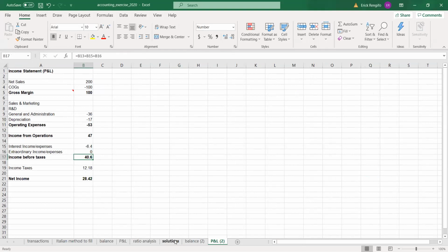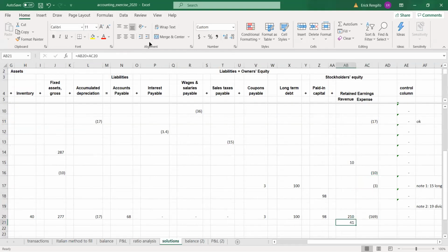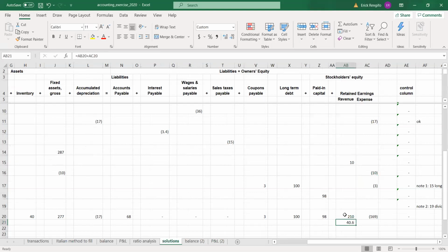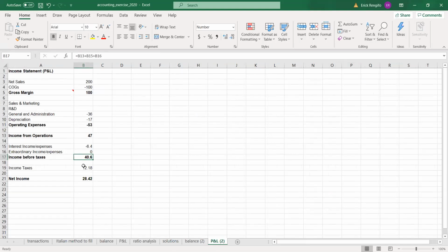Yeah, so one way of seeing if we are correct is checking this number here with this number here. Do you agree, guys? So our P&L is correct because the difference between these two numbers, 40.6, is exactly the same as the difference between income before taxes in here.